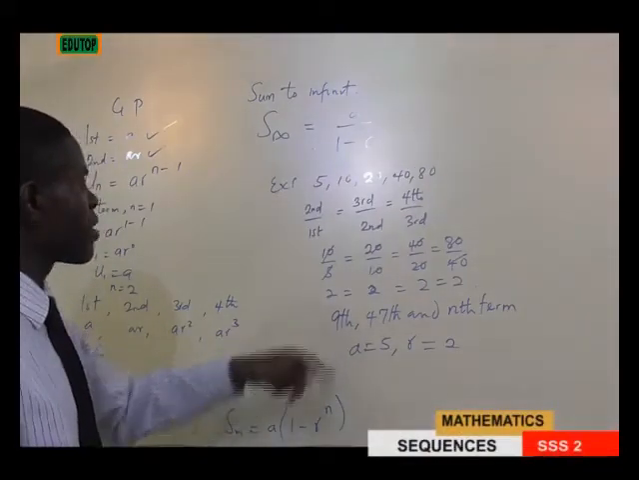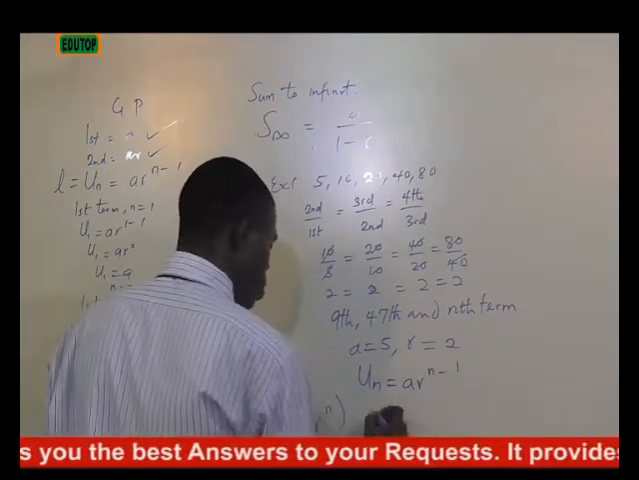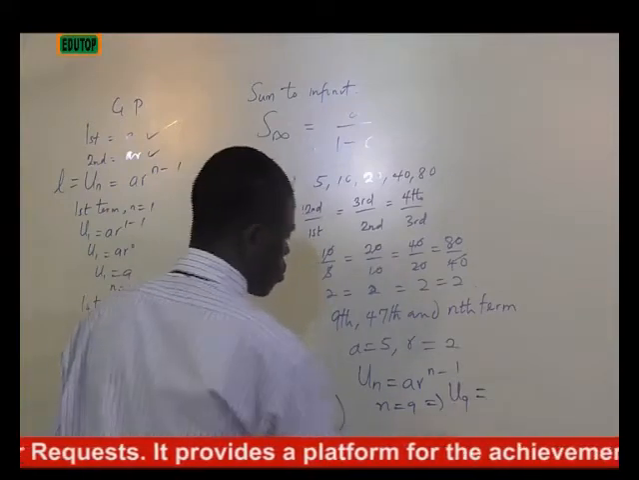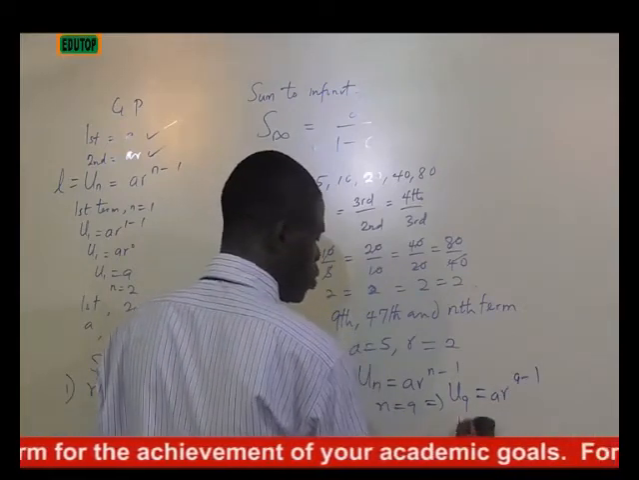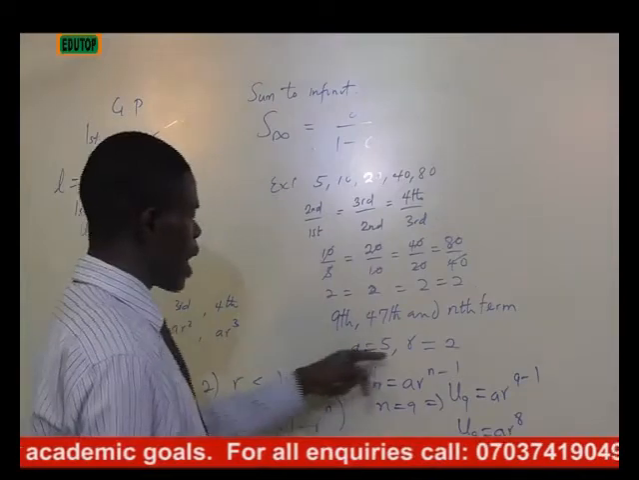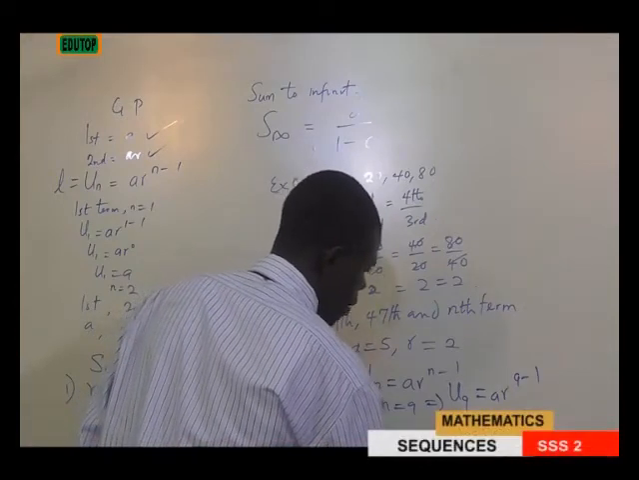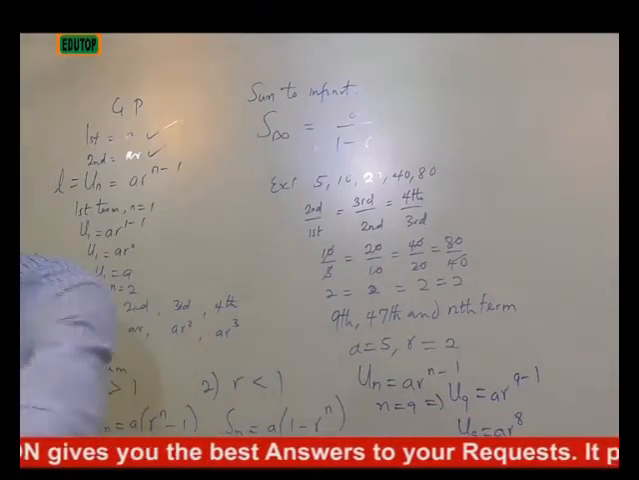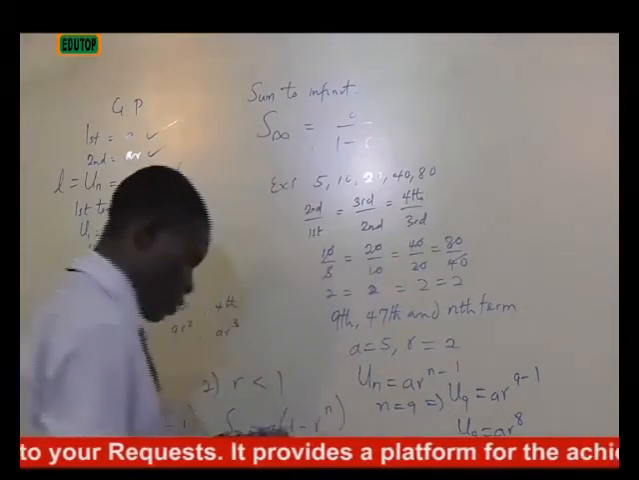Since the question asks us to look for the 9th term, we use Un, which is ar to the power n minus 1. So when n is 9, U9 equals ar to the power 9 minus 1, so U9 will be ar raised to power 8. Our a is 5 and our r is 2. So U9 equals 5 times 2 raised to power 8.